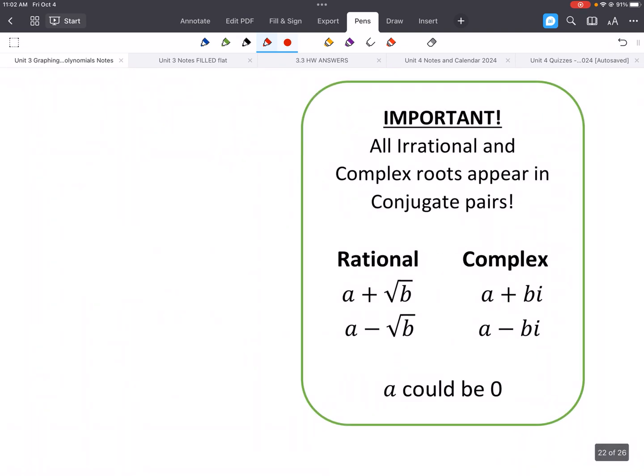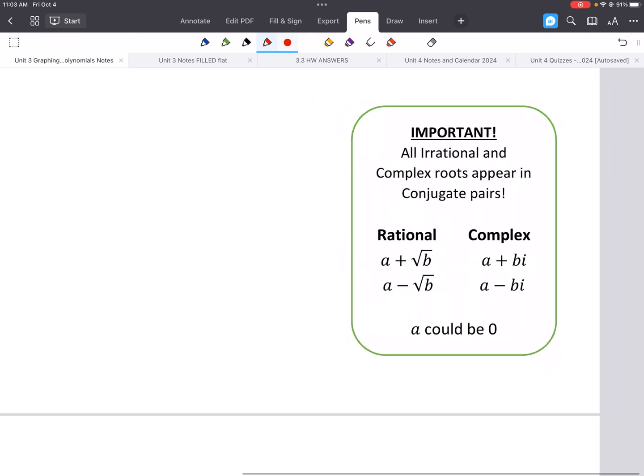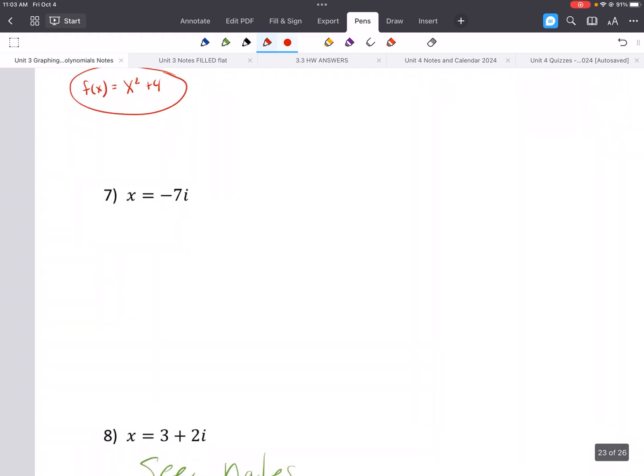So if you have anything that's like a square root, and I think this should say irrational. Irrational or complex, okay? You'll always have pairs of those. And for the examples that we've done, A is just 0. Okay? So, anyways, okay, let's do one more example.